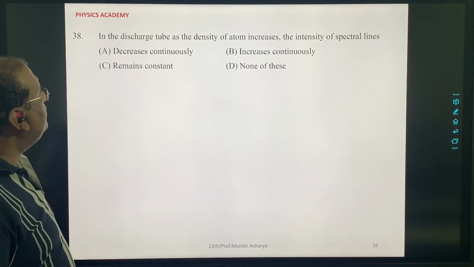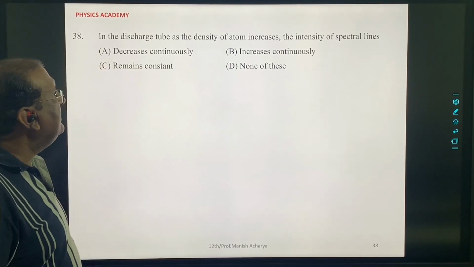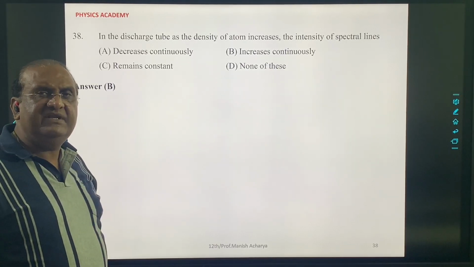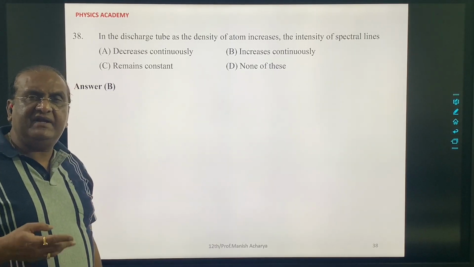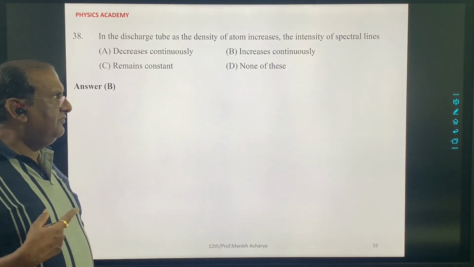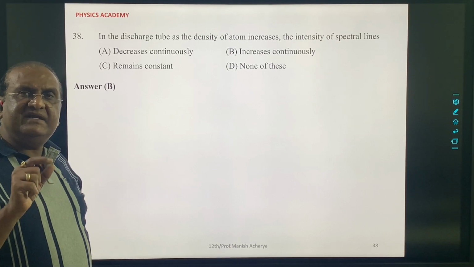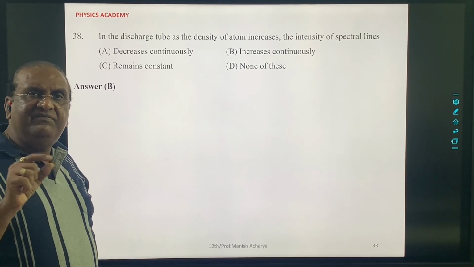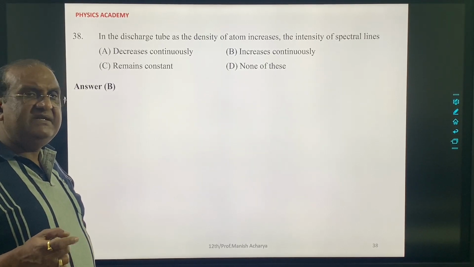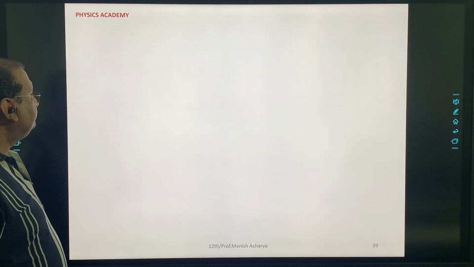Now question number 38. In the discharge tube, as the density of atoms increases, the intensity of spectral lines will be increasing continuously, because if the number density of atoms increases, then more radiations will be emitted, and these emitted radiations will be of the same wavelength, or we can say frequencies, so obviously your intensity will be increasing.